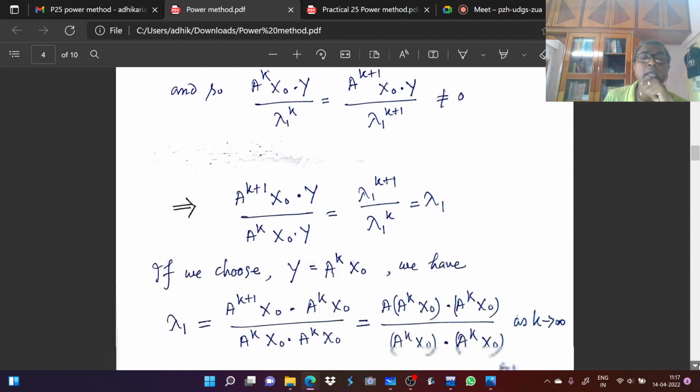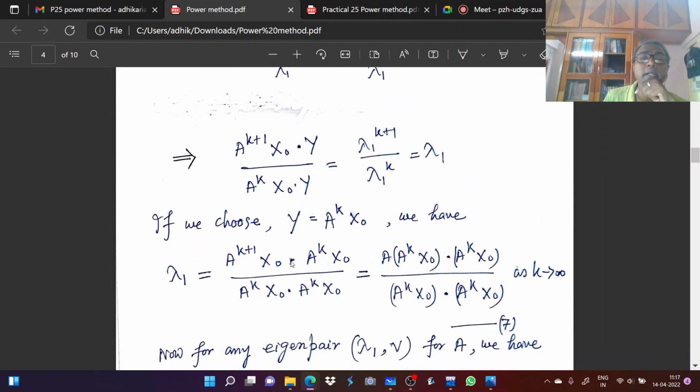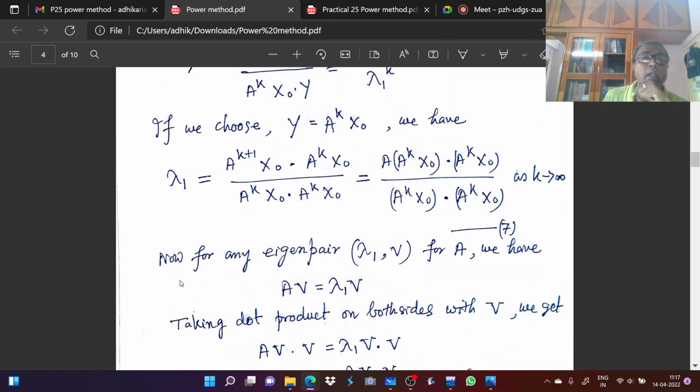So we choose capital Y equal to A to the power k x0, and take the dot product of this with itself: A to the power k x0 dot A to the power k x0, divided by A to the power k x0 dot A to the power k x0, as k tends to infinity.